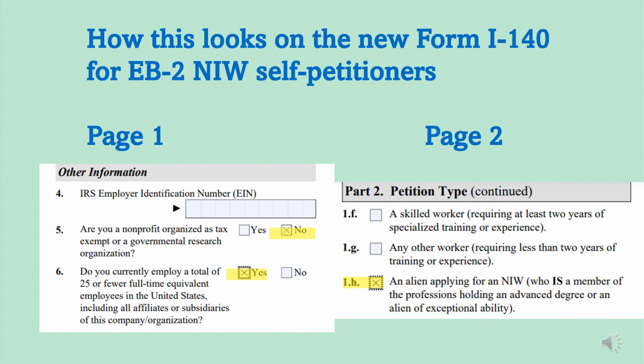So here you can see on page 1, as it said on the other slide, for question 5, are you a nonprofit? No, because you're an individual. So how can you be an organization, right? So that's no. And then question 6 is yes, because you are a self-petitioner, so you're one person, which is less than 25, so you mark yes on that. And then on page 2 is where you mark that it's a NIW. That used to be on page 1, so I just put that so you could see that you mark that it's NIW on page 2 now.